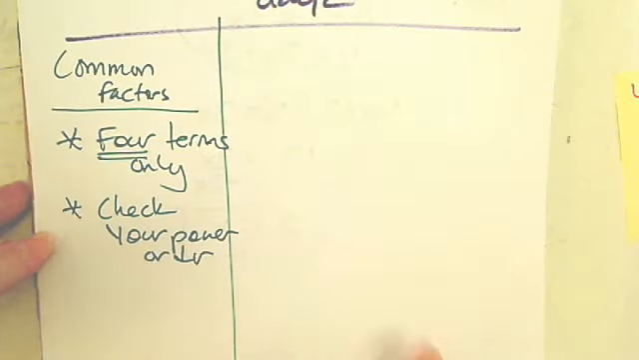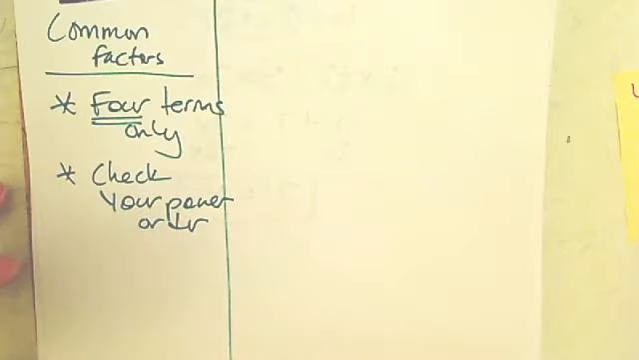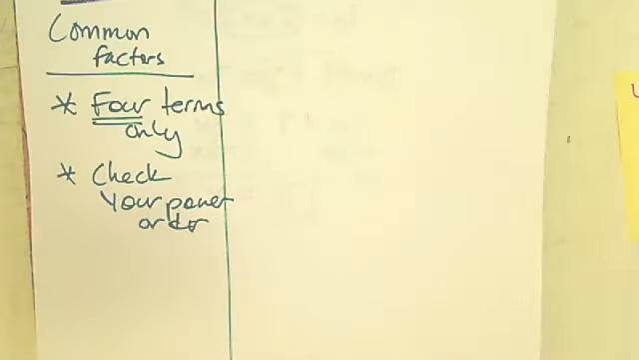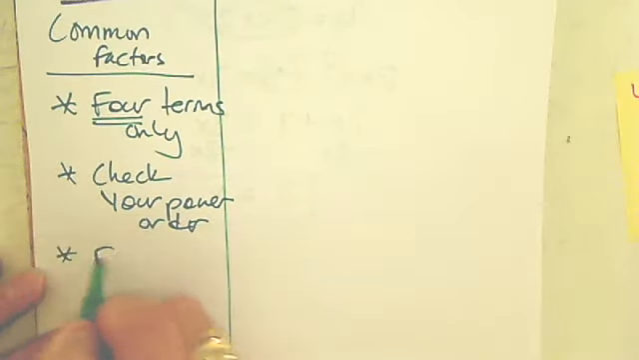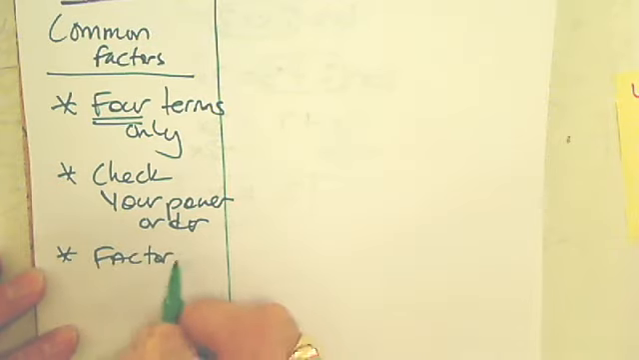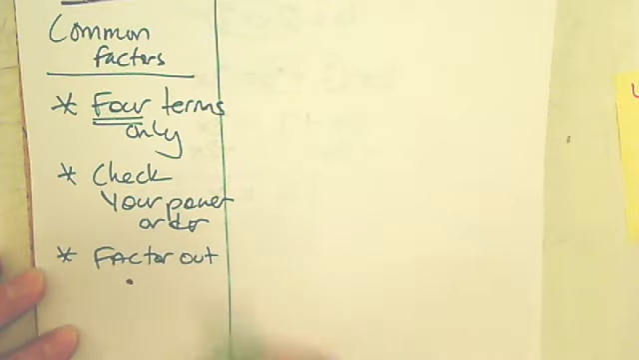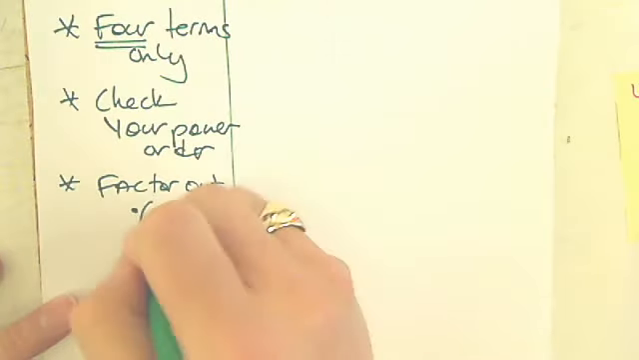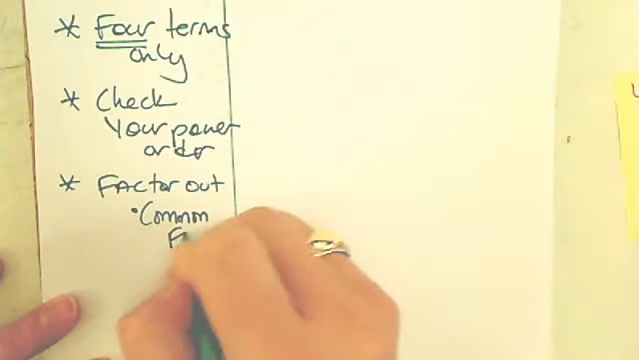order. Check your power order. Make sure that the exponents are in order from the highest exponent to the lowest exponent. Okay? You factor out the following. Take out the common factors.